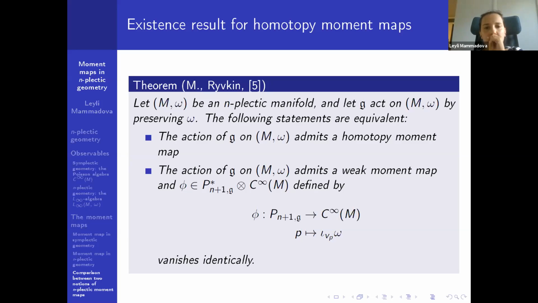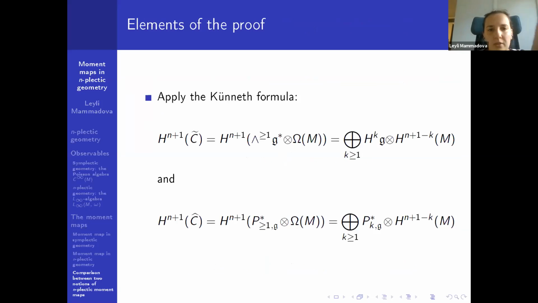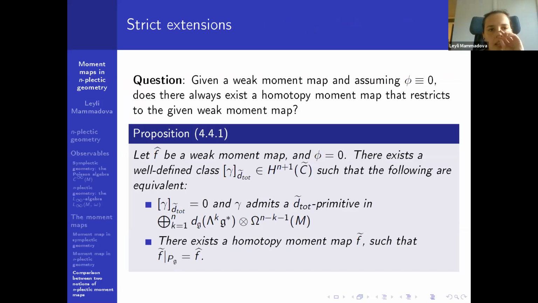The second question, however, was, sorry. The second question was, here I talk about the proof. I will go back to it later. So the second question was, if there's a weak moment map, is there always a homotopy moment map? Sorry, if there's a weak moment map and this extra condition is satisfied, because in that case there is a homotopy moment map. And also I have to tell you that if this condition is not satisfied, there is no chance that you have a homotopy moment map. It just doesn't. So this is necessary as well.